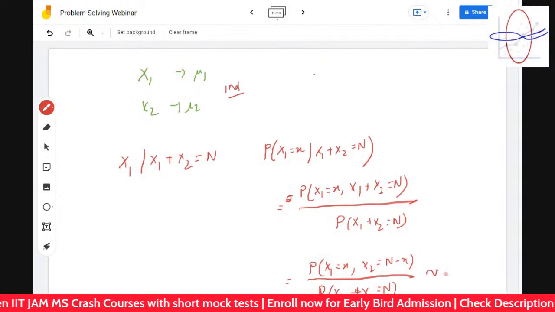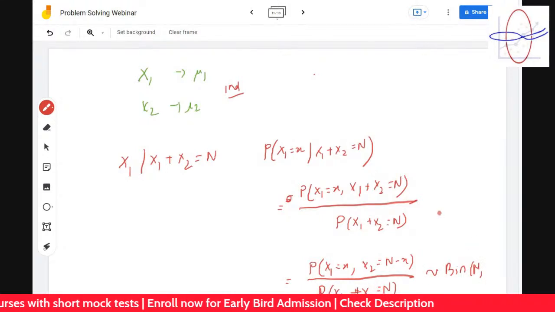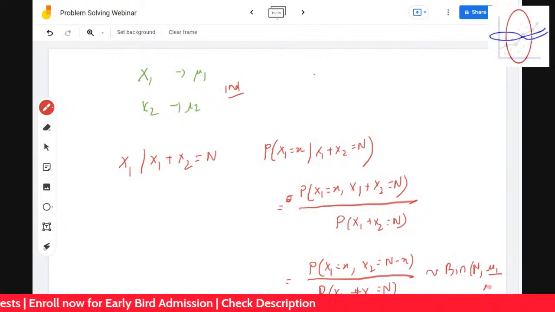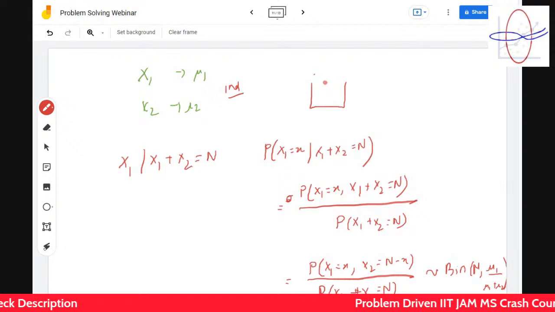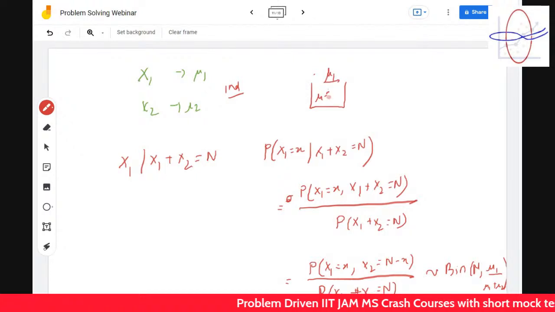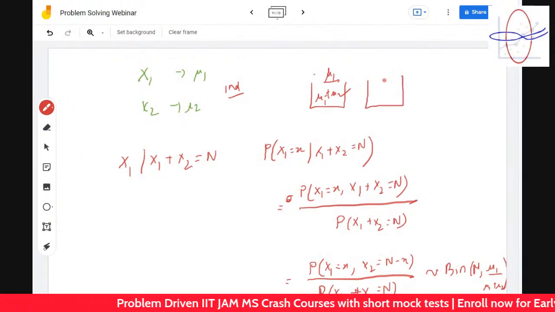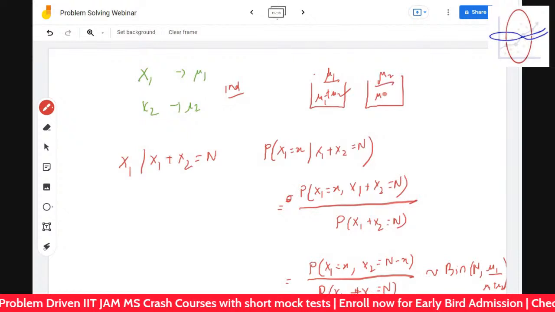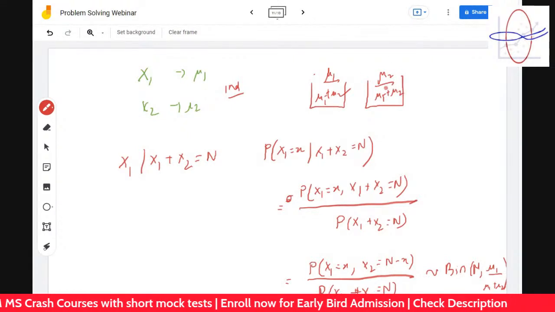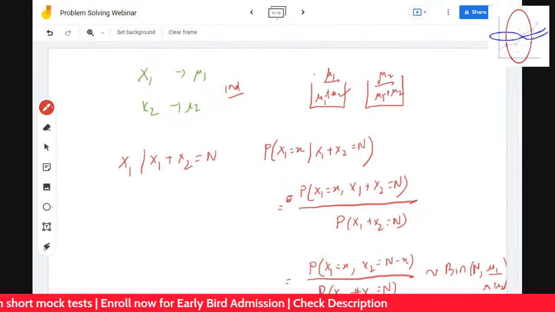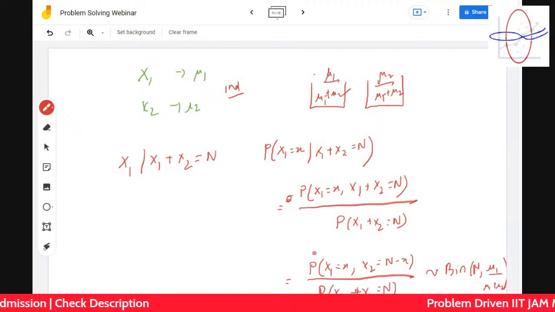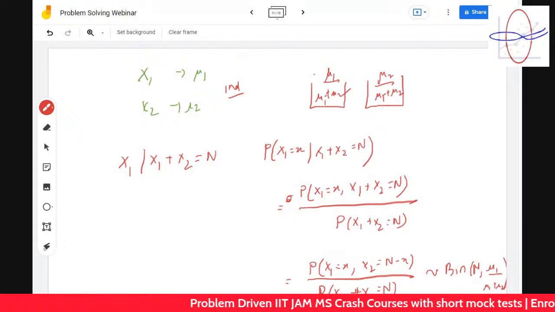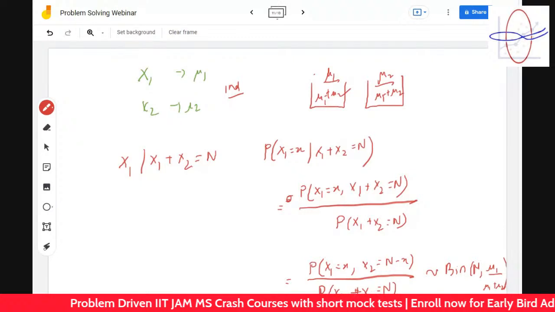The question is: when will this follow binomial n comma mu1 by mu1 plus mu2? We are giving the logic that on average the probability of coming from the first one is mu1 by mu1 plus mu2, and from the second one is mu2 by mu1 plus mu2. This is the average. Why is this not following binomial for all random variables? Why only in Poisson? That's the question to you.